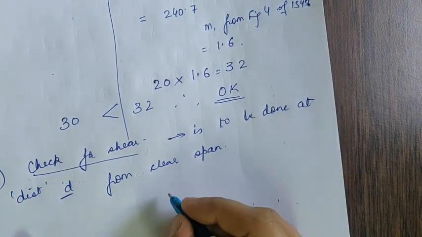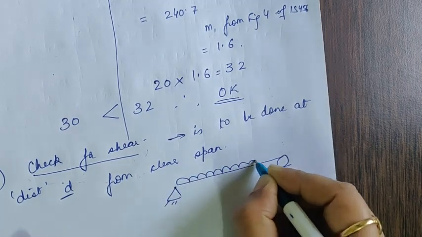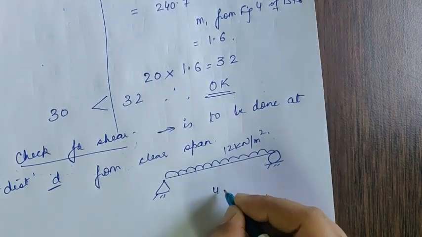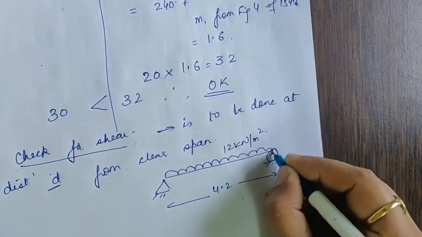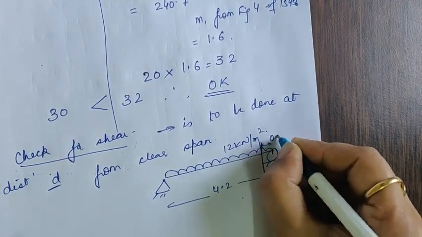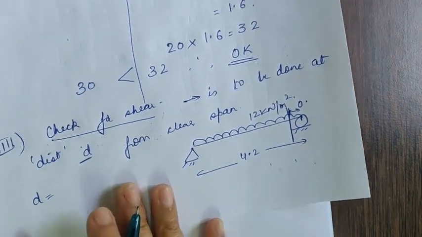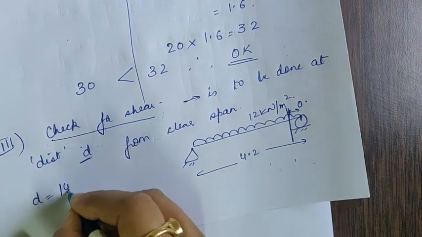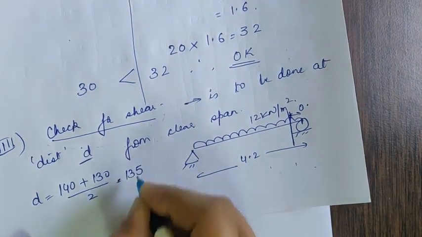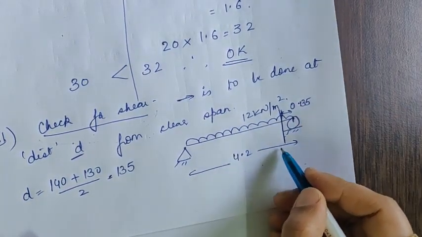Okay, so it means if this is our beam, it is loaded with a UDL of 12 kilonewton per meter square. This span is 4.2 meters. Now rather than putting the check here, the code says we'll put the check here at a distance of the value of d. We will be taking it because we are doing the check for both the reinforcements. So we'll be taking the value of d to be the average of two depths. So it is coming out to be 135. So we'll be doing the check at a distance of 0.135 from the support.